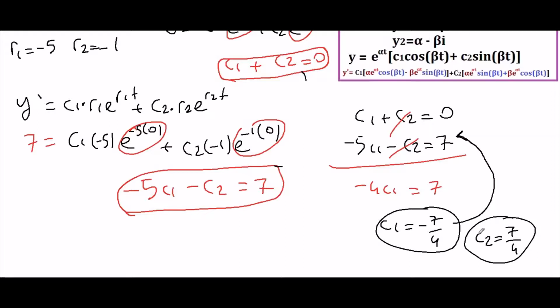Now we have the c1, c2, and r1, r2 values, so we can write up our unique solution. y is equal to c1 e to the r1t plus c2 e to the r2t. So this is our unique solution.